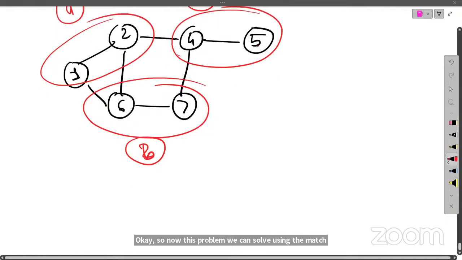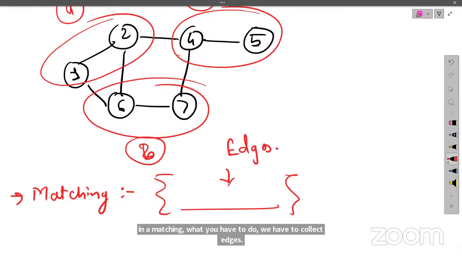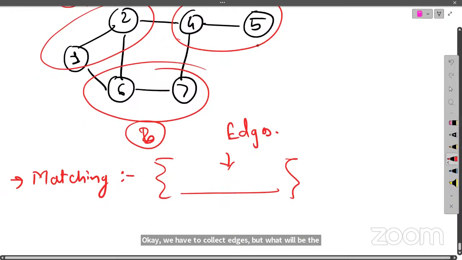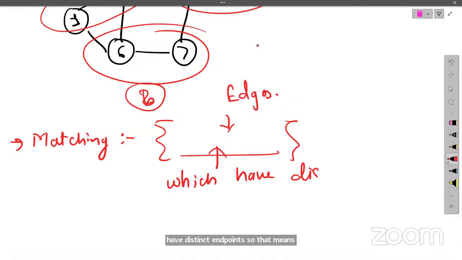So what is a matching? So far we were just considering the set of vertices. We were not bothering about the edges. But in a matching, we have to collect edges. What will be the restriction here? We have to collect those edges which have distinct endpoints.